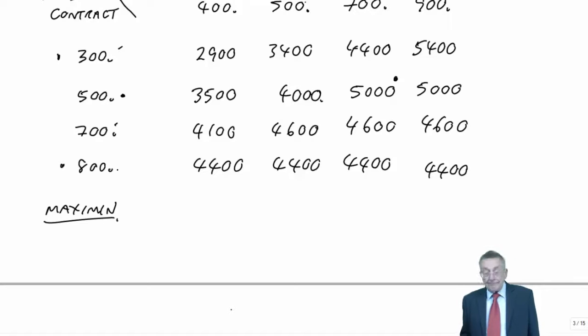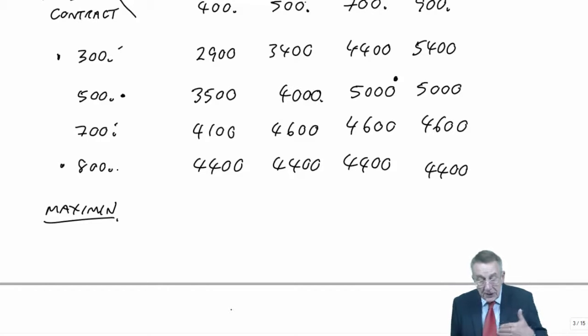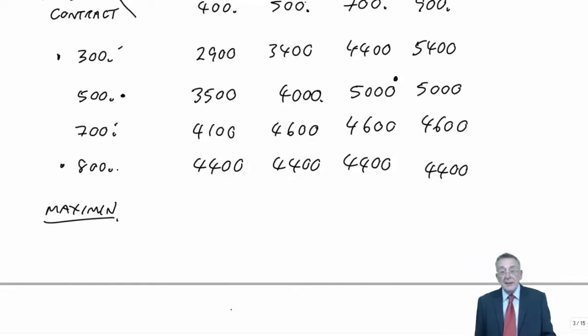With Maximin, what we do is this. It's sort of slightly pessimistic. We say for each course of action that we can choose, so here we're choosing contract size, in each case we say what's the worst that can possibly happen, and we pick the best of the worst. I'll write that down, but then I'll put the numbers to it.